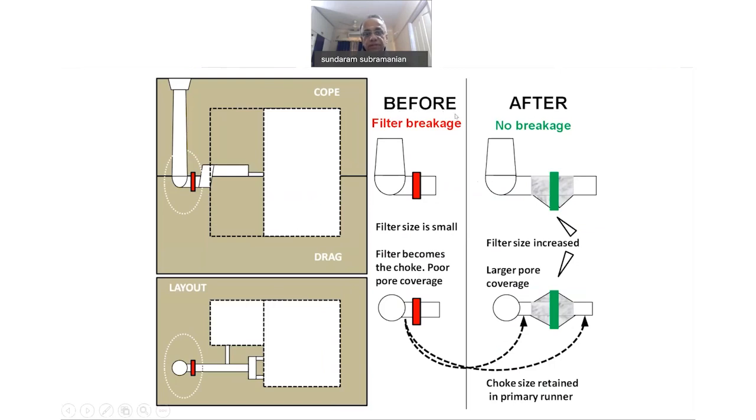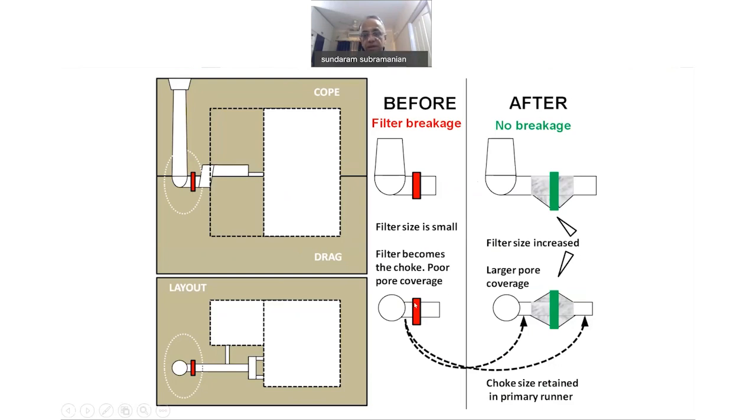That is, the filter breakage is an issue. So during that, before and after the action was taken, before it was taken, there was filter breakage. The filter is put here, and this is the casting, and the metal is entering the casting. The layout looks like this, and then there are gates here, and this is a filter. It is quite common to put the filter in this position just next to the down sprue, and this is how it looks. The filter is very small, and the filter becomes a choke.